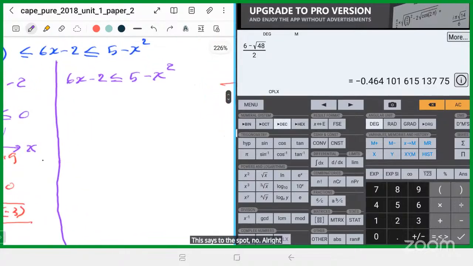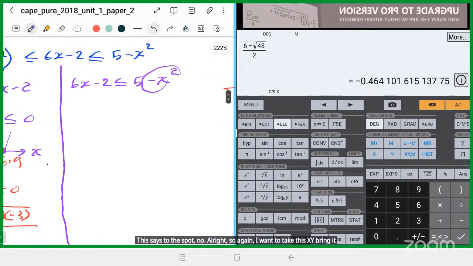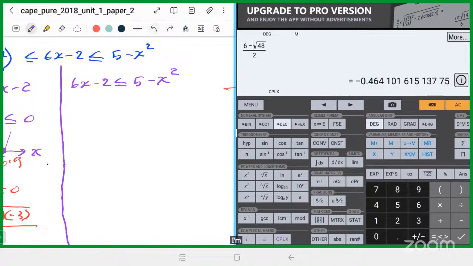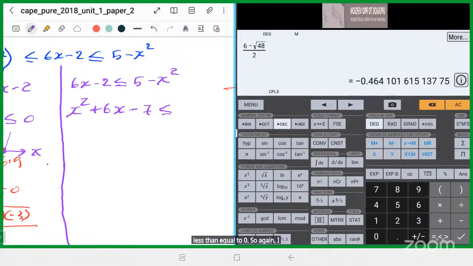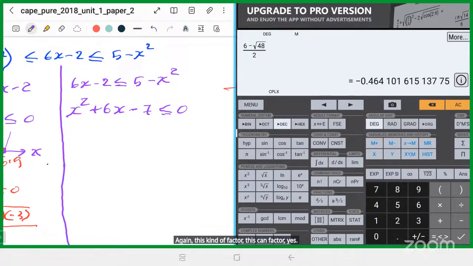Alright, so again I'm going to take this x, bring it over here. I'm going to get a positive x squared. This 6 is over here already, so I'm going to put plus 6x. And then this 5 comes over, and I get negative 7 less than or equal to 0. So again, I'm going between two values. Again, this can factorize. Yes, this can factorize. 7 and 1. So let's factorize this one.